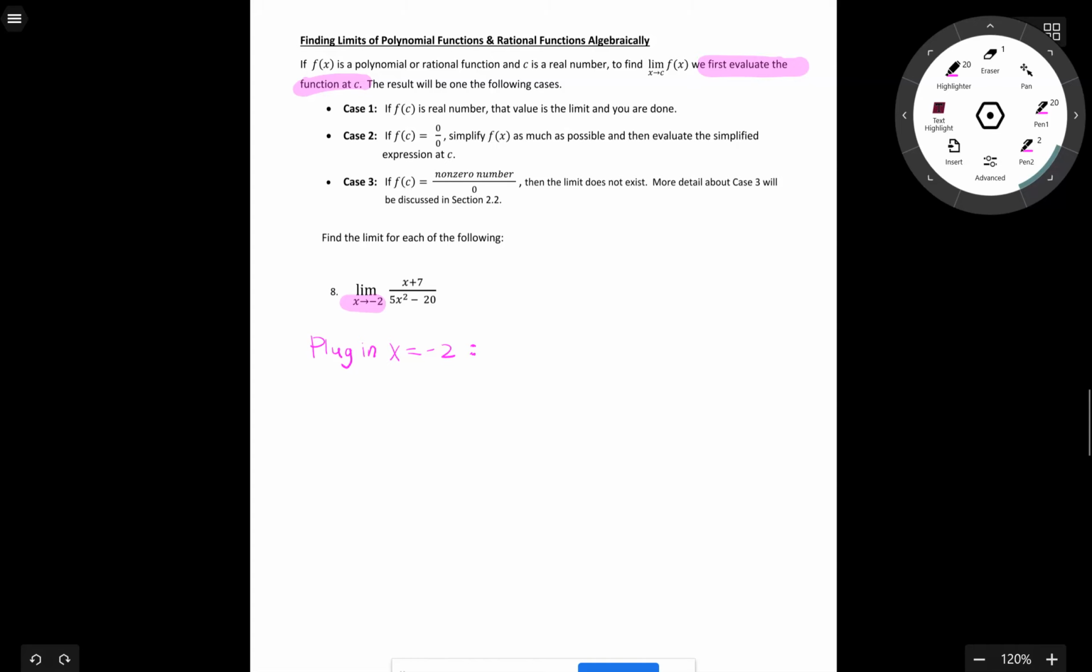So where does the input get sent? In the numerator, I have -2 plus 7. In the denominator, I have 5 times -2 squared minus 20. Okay. So in the numerator, I get 5. And in the denominator, 4 times 5 is 20. You just type that in your calculator if you want. So I get 0 in the denominator. Uh-oh.